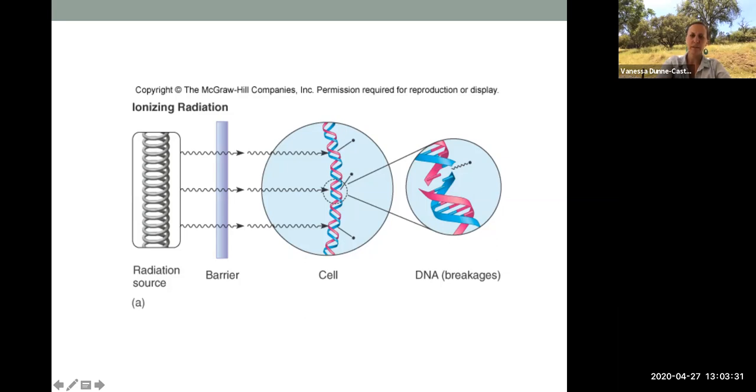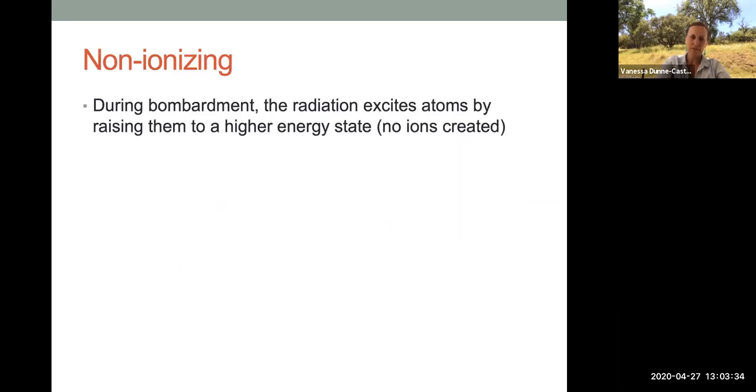This is as opposed to non-ionizing radiation, which does not penetrate, does not pass through barriers, and also does not create those free electrons. So in this case, during bombardment, the radiation excites atoms by raising them to a higher energy state, but there is no creation of ions here. This leads to formation of abnormal binding within molecules because of that higher excitation of energy, but no generation of ions. The best example of this is UV radiation, which we've talked about already in our chapter on genetics.